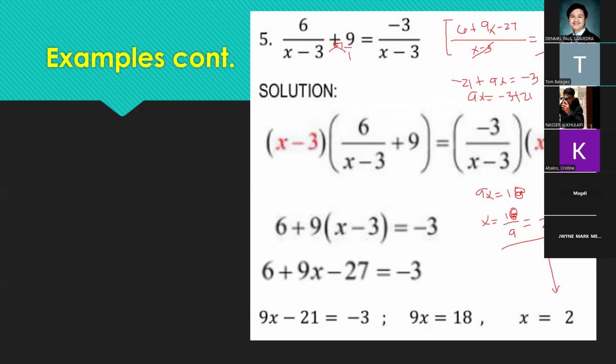Sir, sa negative 27 po, na-multiply po dun sa negative 3 saka sa 9 po. Yes, yes. 9 times 3. Sige po. Thank you po.